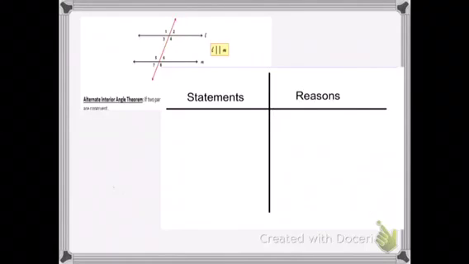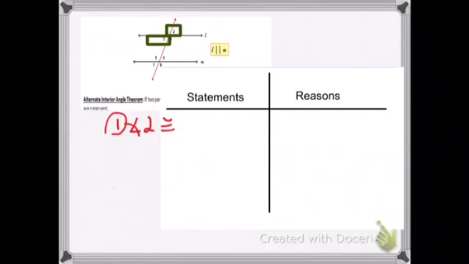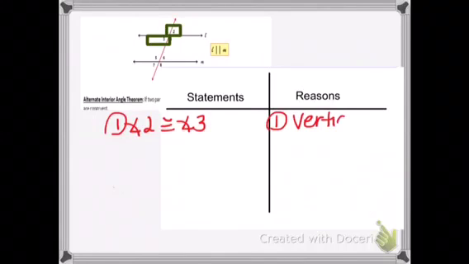So let's go back with what we know. I know the first theorem we proved tonight was angle 2 and angle 3 are vertical angles. So we could say in our proof that angle 2 is going to be congruent to angle 3 because they are vertical angles, and we've already proven that vertical angles are congruent. All right, next, we also proved that corresponding angles are congruent.